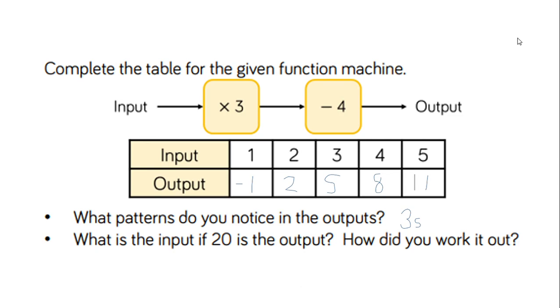Okay, what is the input if 20 is the output? Just like we did in the last question, we're going to have to work backwards through our function machine using the inverse operation. So I'm going to start with my output of 20. I'm going to do the inverse of subtract 4. I'm going to add 4, giving me my midpoint number of 24. I'm then going to do the inverse of the first function, which is going to be divide by 3. So I've got 24 divided by 3, which gives me an input of 8. Okay, well done if you got that right.